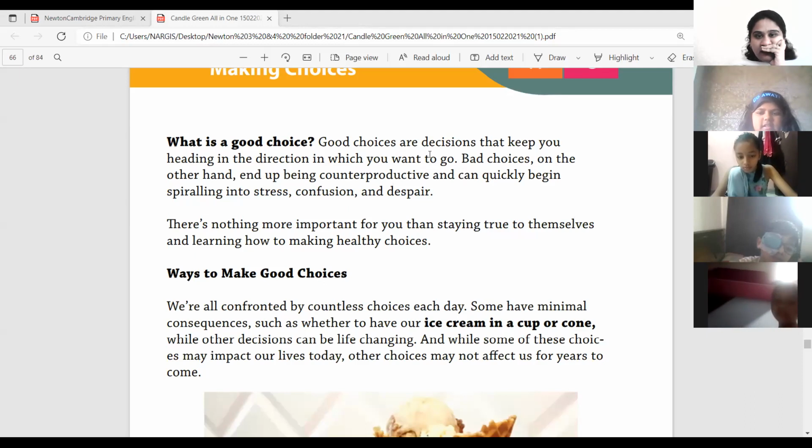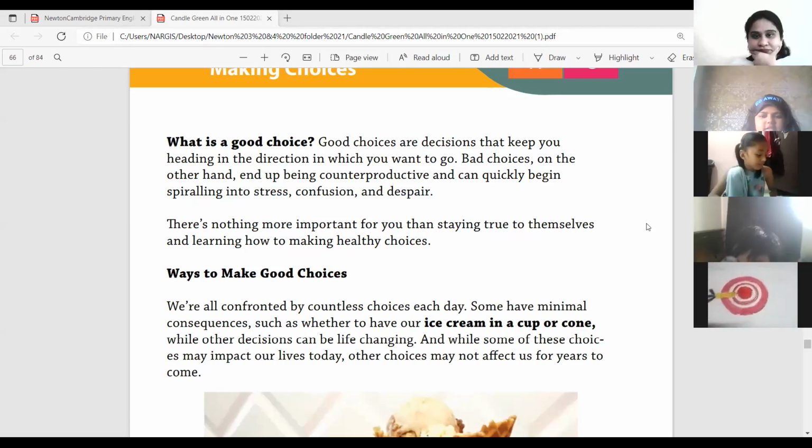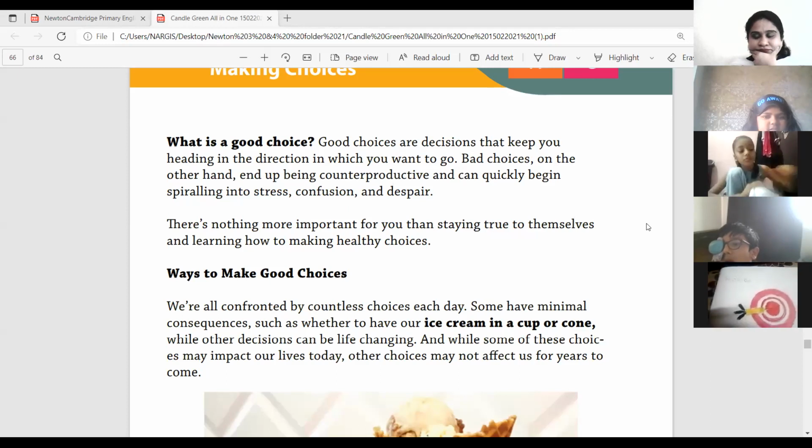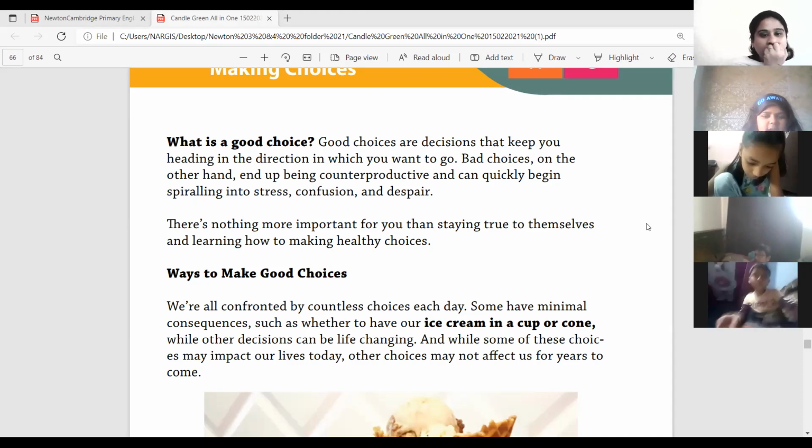Good choices are decisions that keep you heading in the direction which you want to go. Bad choices, on the other hand, end up being counterproductive and can quickly begin spiraling into stress, confusion, and despair. There's nothing more important than staying true to yourself and learning how to make healthy choices. Ways to make good choices.